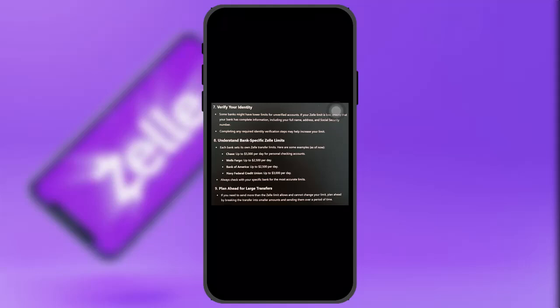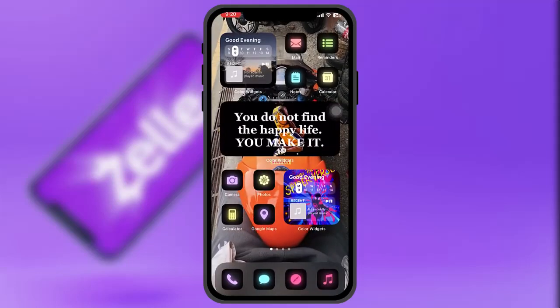Plan ahead for larger transfers. If you need to send more than the Zelle limit allows and cannot change your limit, plan ahead by breaking the transfer into smaller amounts and sending them over a period of time. And that's basically how to fix Zelle limit.